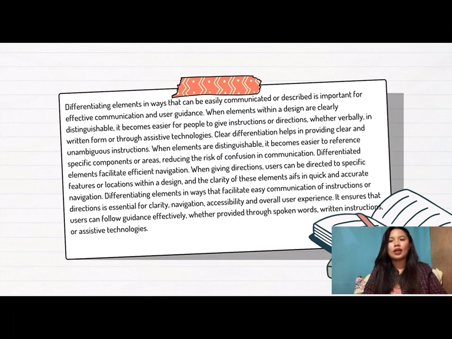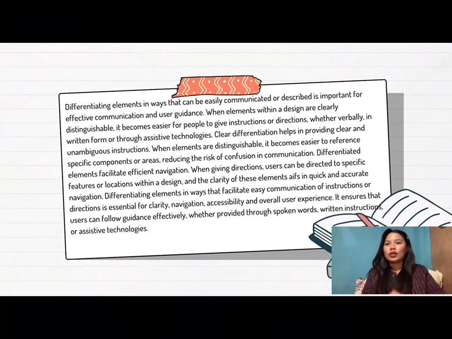overall user experience. It ensures that users can follow guidance effectively, whether provided through spoken words, written instructions, or assistive technologies. Next is to provide compatibility with a variety of techniques or devices used by people with sensory limitations. This approach ensures that individuals with diverse sensory abilities can access and interact with the digital products, environments, or content.